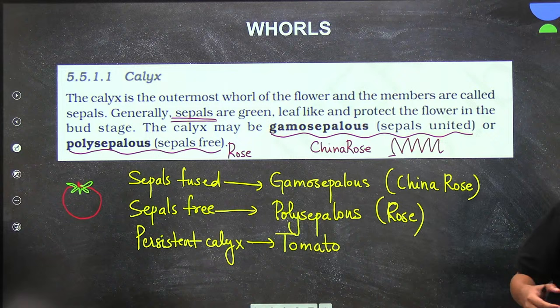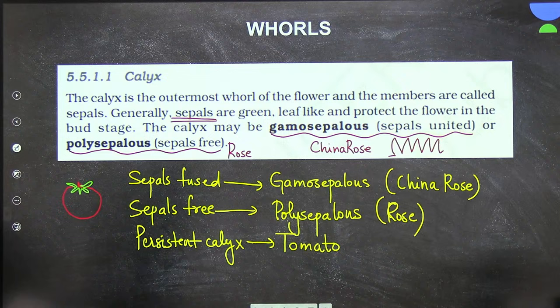Yes, fine. Done. Clear to all of you? Is this clear? Yes or no? Yes, fine. Okay, so persistent calyx, which is seen in tomato.